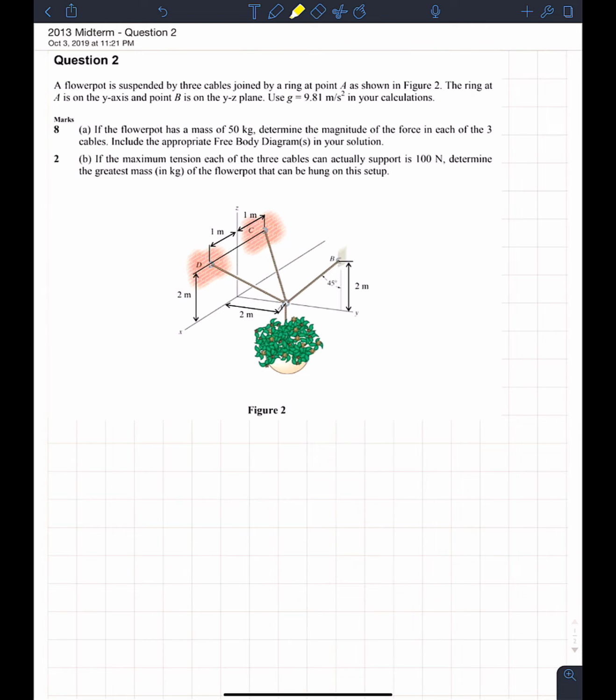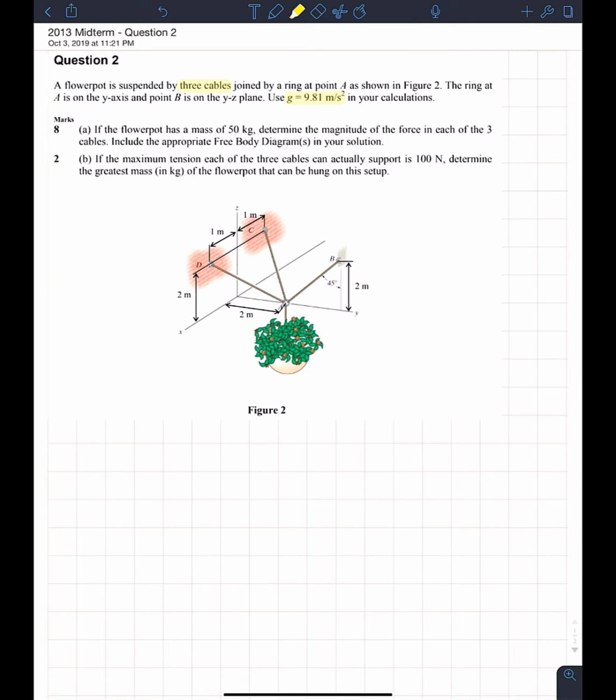So the question says a flower pot is suspended by 3 cables. So very, very basic, 3 cables, because as you guys remember, usually you have 3 unknowns, 3 equations. Makes sense. Joined by a ring at point A, as shown in figure 2. The ring at A is on the y-axis, and point B is on the YZ plane. And then finally, use gravity equals 9.81 meters per second squared in your calculations.